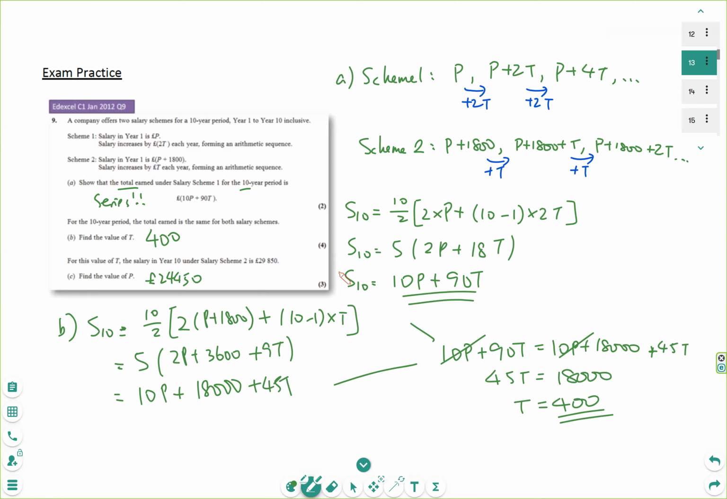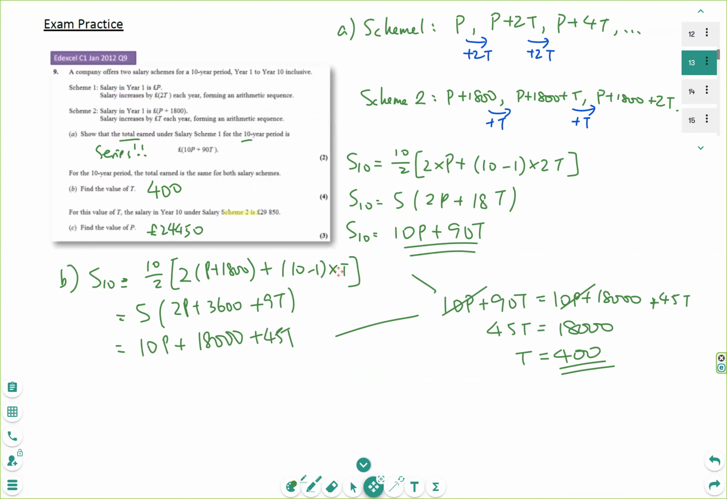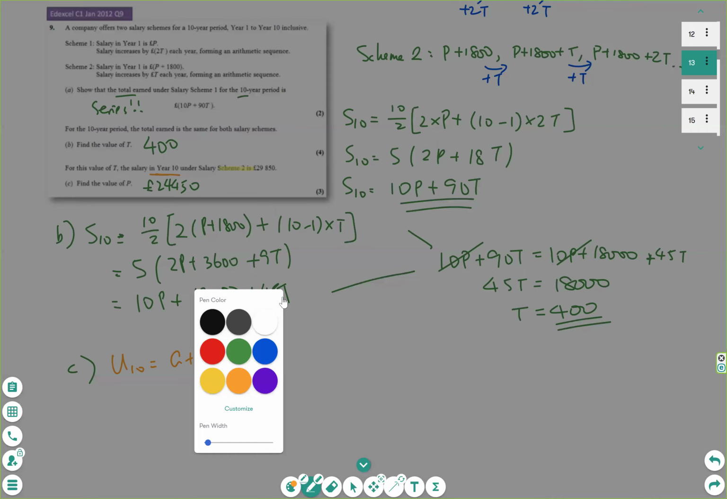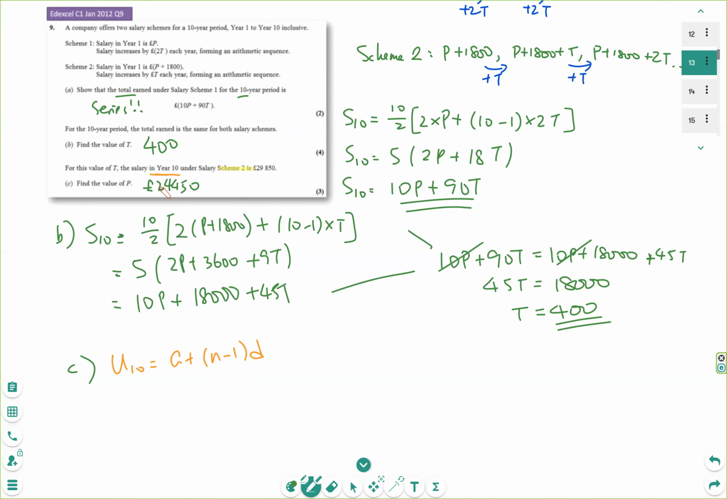And for part C, make sure you read carefully. You want to work out, for scheme 2, the salary in year 10. One thing you have to be careful of is that this is year 10, so they only want to know year 10. What it means is you want to work out U10, so A plus N minus 1 times D. They're not asking for a series, they're looking for the sequence.